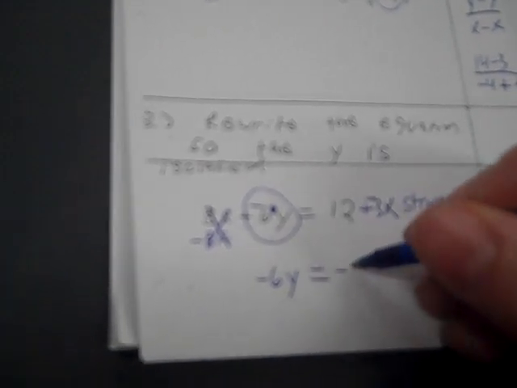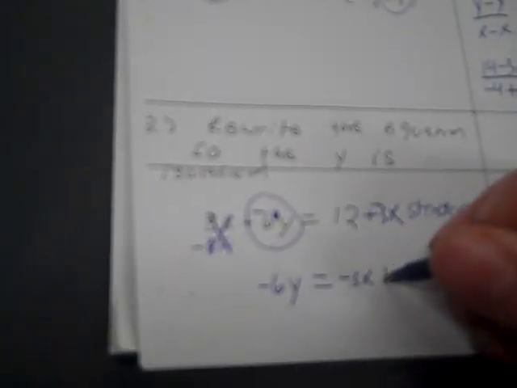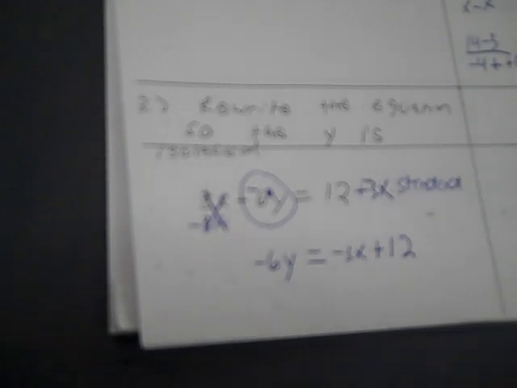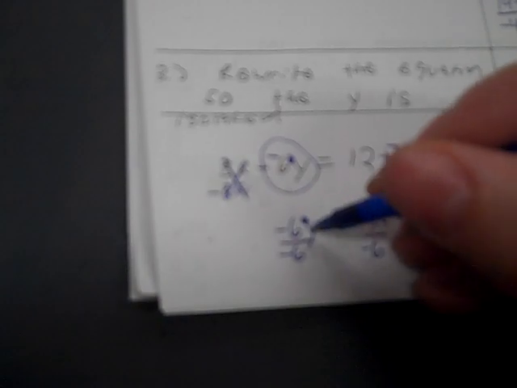Then I want to rewrite this equation. So -6y, and then we want the -3x first, plus 12. Okay, then I undo the multiplication of -6 by dividing every term I see by -6. So we know that this gives me y.